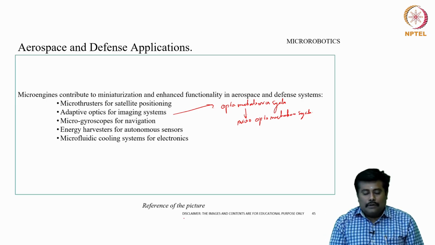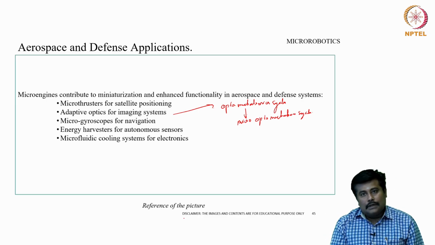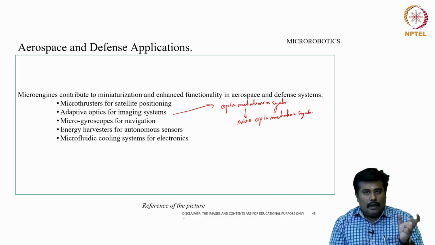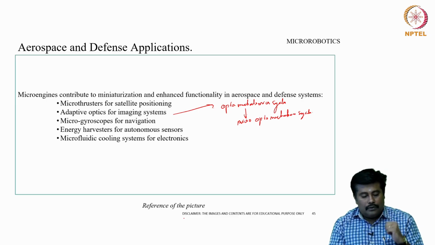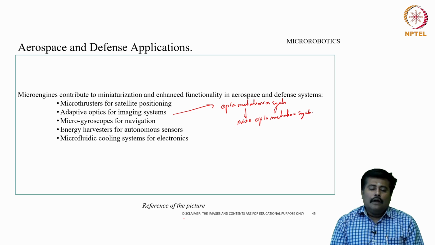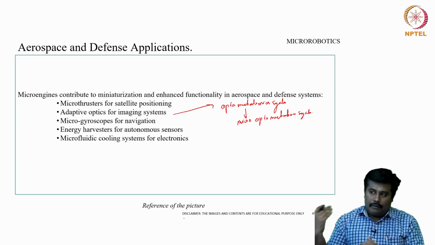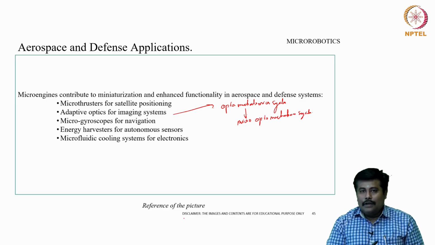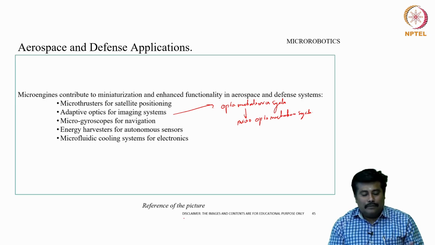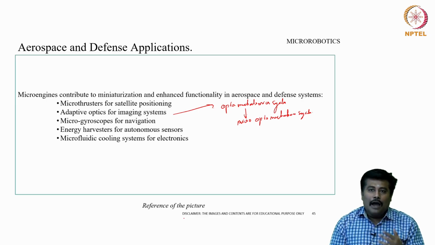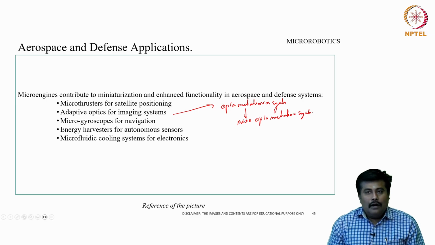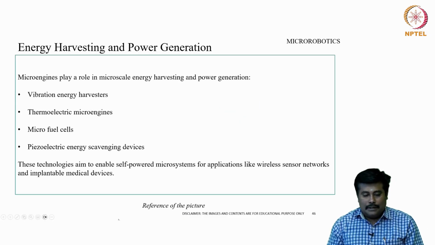These micro gyroscopes are effectively used from a stabilization point of view. Energy harvesters for autonomous sensors are also considered one of the key elements used for autonomous applications, along with a microfluidic cooling system for electronics. Wherever we have an electronic system, such micro actuation with microfluidic behavior will have its own advantage for taking care of adaptive structures.